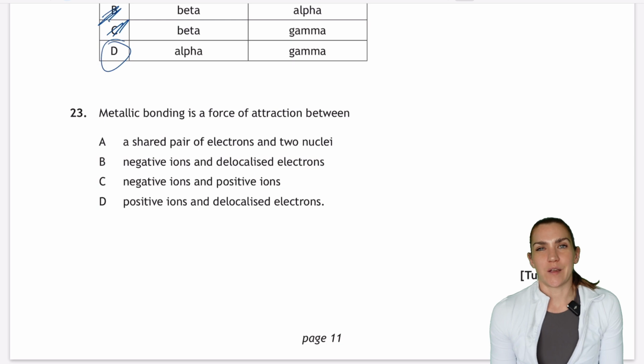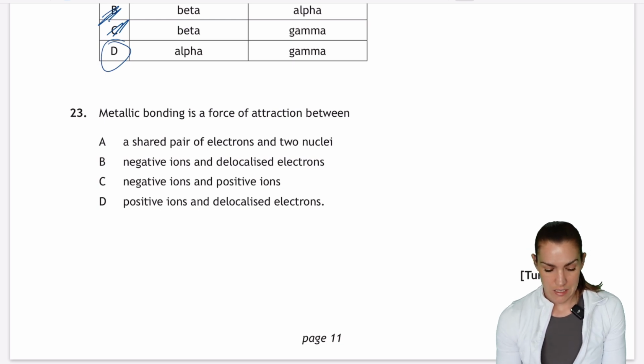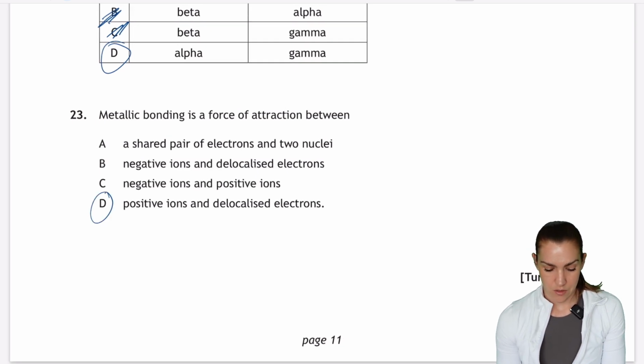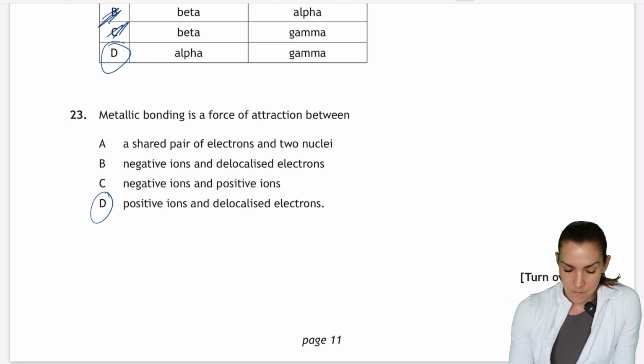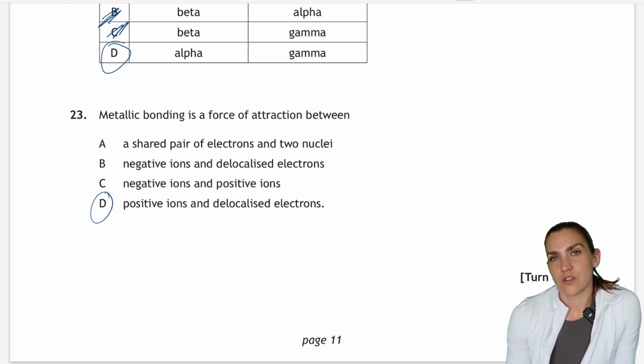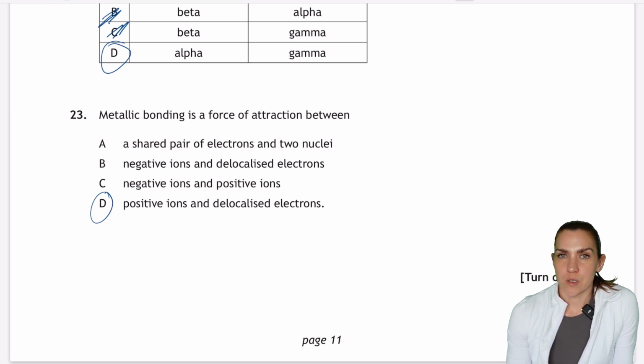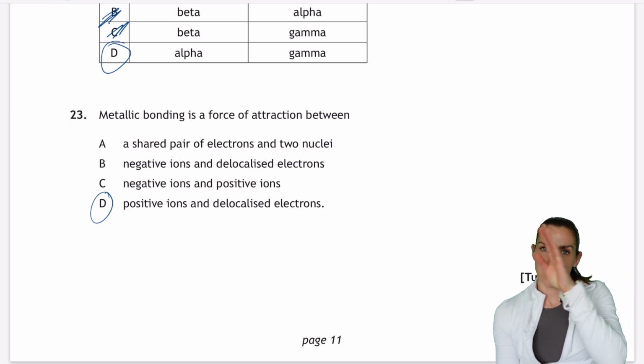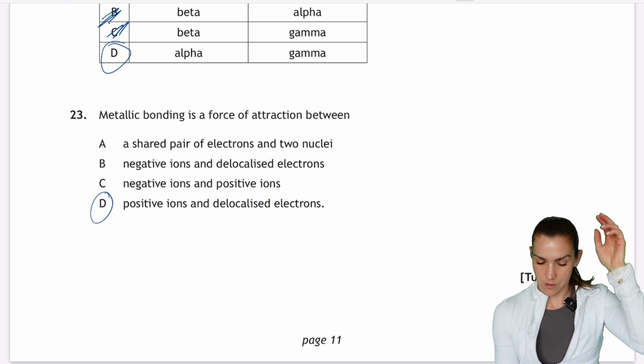The description of metallic bonding, this is just something you need to memorise. It's always the positive ions surrounded by delocalised electrons. A lot of people go with the negative ions and delocalised electrons. Just remember that the delocalised negative electrons would not be attracted to negative ions because like charges repel each other. So it's always the positive ions with the delocalised negative electrons floating around the structure.